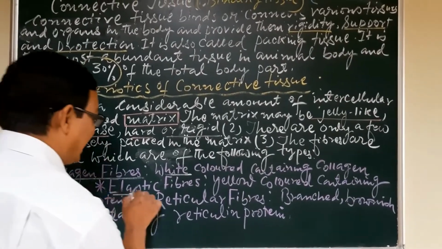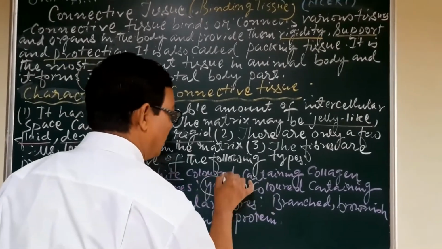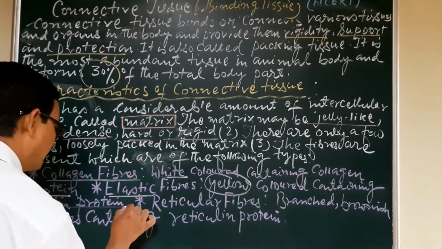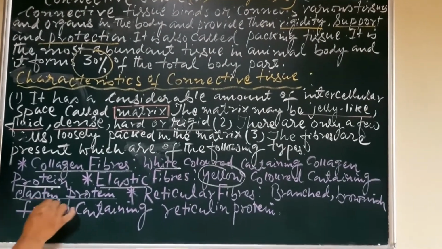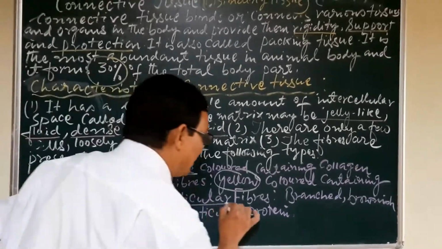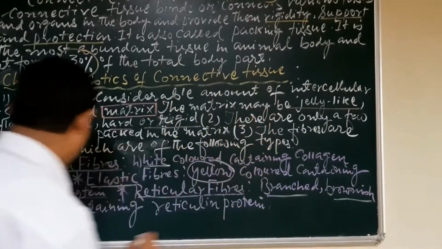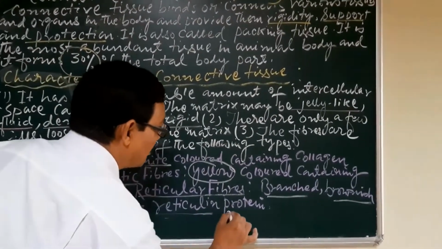Second type, elastic fibers. The color is yellow, and the name of the protein present in this fiber is elastin protein. And the third one is reticular fibers. These are brownish fibers containing reticulin protein.